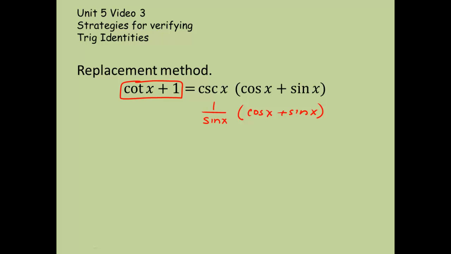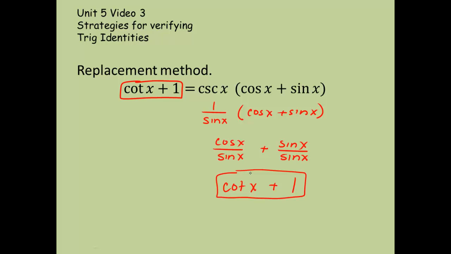And now I'm going to distribute. So I get the cosine of x over the sine of x plus the sine of x over the sine of x. That's my distributive property. And I know that cosine of x over sine of x actually is cotangent of x, and sine of x over itself is 1. So I was able to take this more complicated side and turn it into the simpler side, cotangent of x plus 1. This is a very simple example of verifying a trig identity.